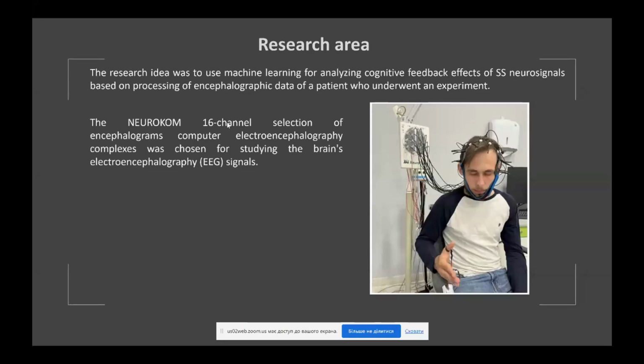The Neurocom 16 channel selection of encephalograph, computer encephalography complex was chosen for studying the brain's encephalography EEG signals.